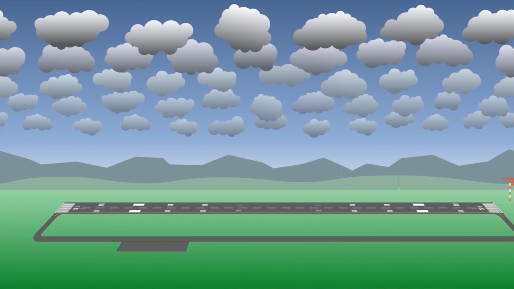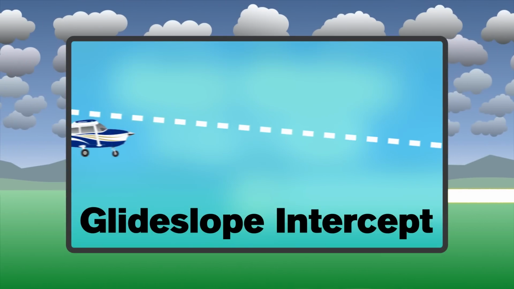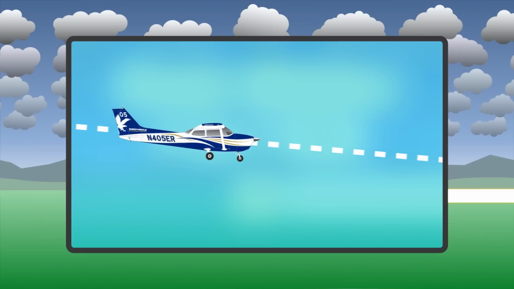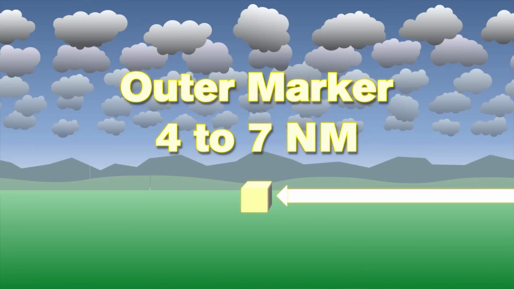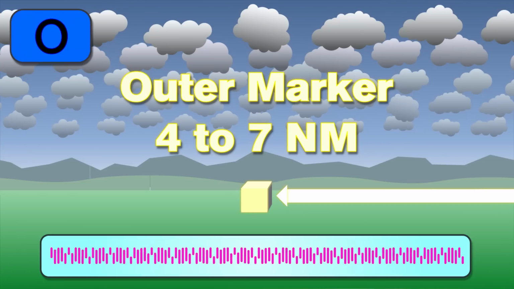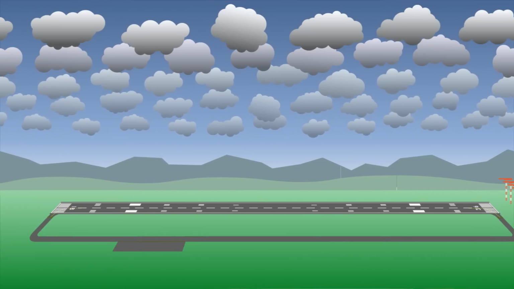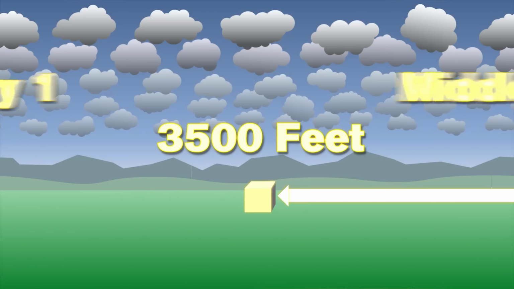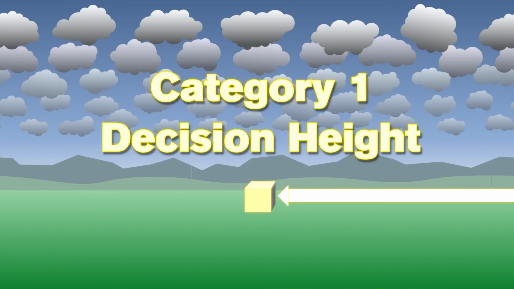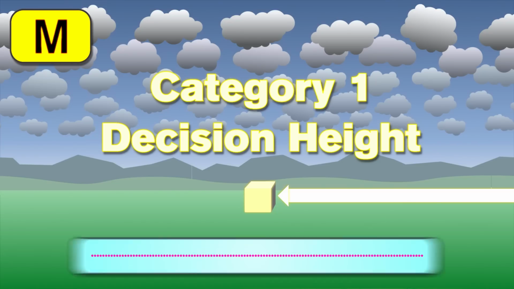The outer marker is located between 4 and 7 miles from the runway threshold and identifies the location where glide slope intercept occurs, or for a localizer-only approach, the location of the final approach fix. It is denoted by a flashing blue light and a low-pitched Morse code tone of repeating dashes. The middle marker is located about 3,500 feet from the runway threshold and identifies the Category 1 decision height, approximately 200 feet above touchdown zone elevation. It is denoted by an amber light and a medium-pitched dot dash repeating tone.